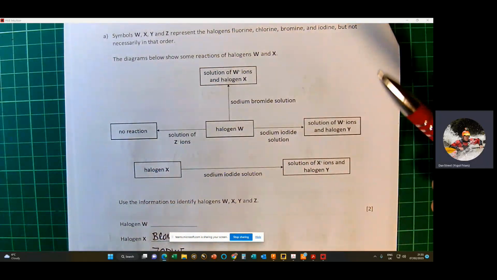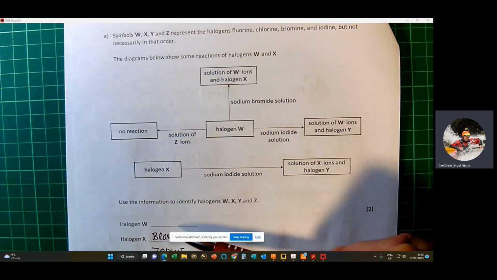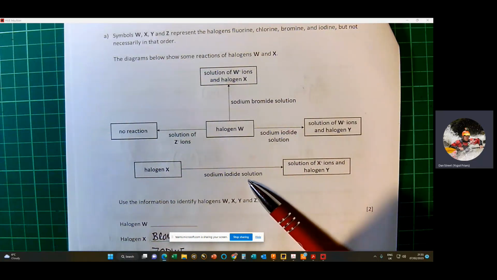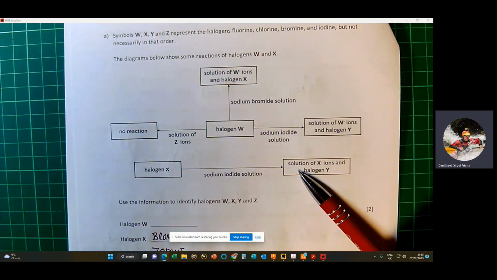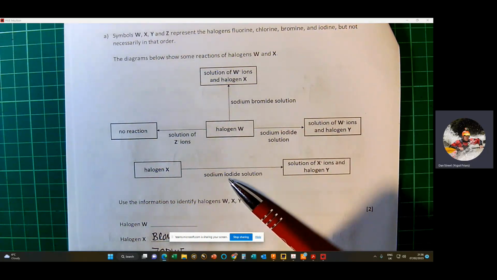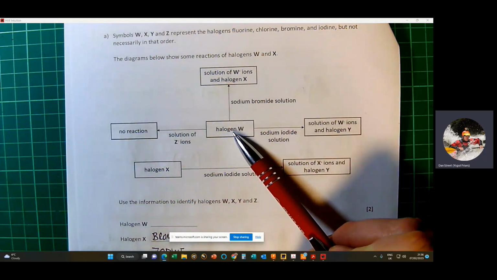And then if we have a look down here, we've got halogen X, which we know to be bromine, reacts with sodium iodide solution, and that gives a solution of X minus ions and halogen Y. So actually we've not learned anything new here because we've got X and Y already. So let's have a look back at this one.